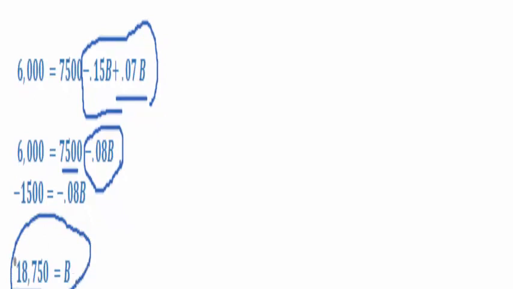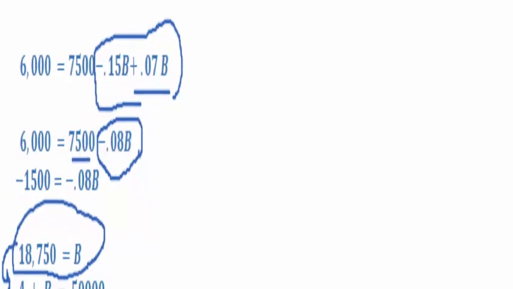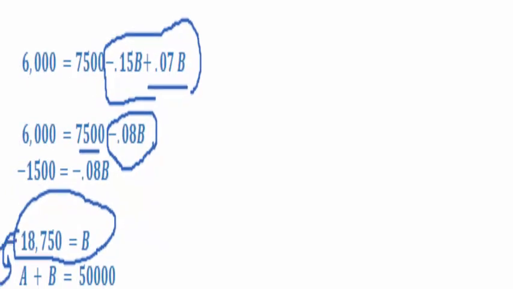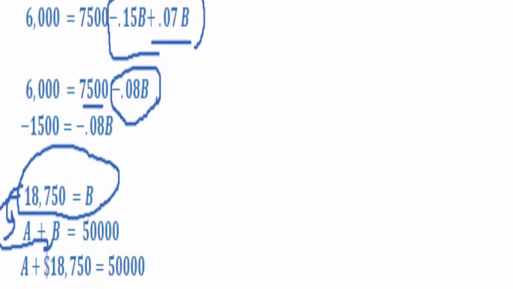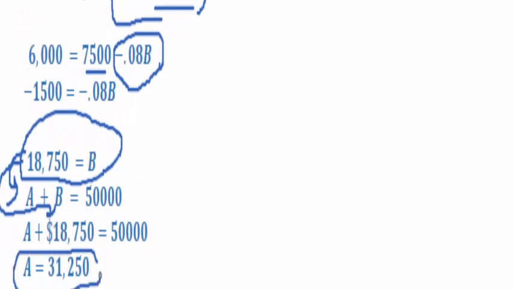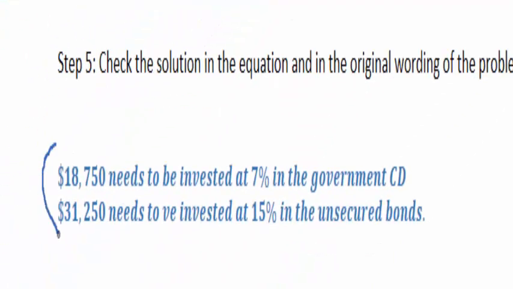And then to find A, we have to remember that A plus B equals 50,000. Plugging in B and solving gives us that A equals 31,250. And what that means, as far as checking it, is that $18,750 needs to be invested at 7% interest in the government CD, and $31,250 needs to be invested at 15% in the unsecured bonds.